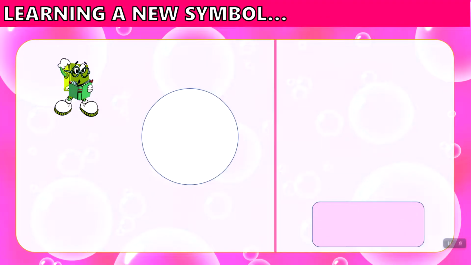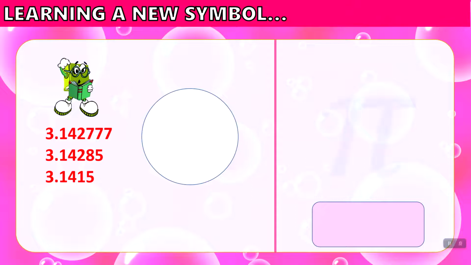So let's take a look at those measurements just now. Every time we started with the circumference and divided it by the diameter, we got these numbers: 3.142777, 3.14285, and 3.1415. As you can see, they are very similar. They all start 3.14. Some have 2 and some have 1 after that.